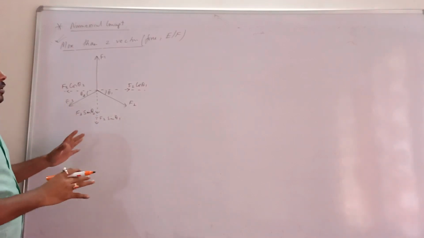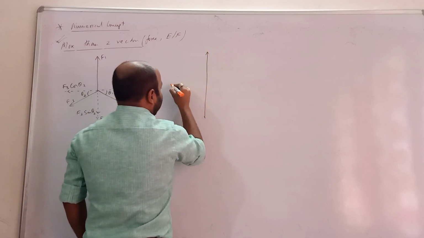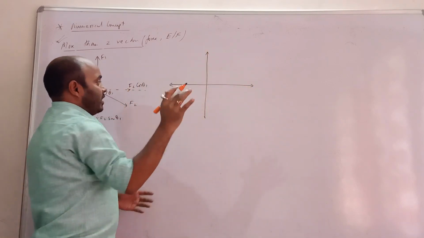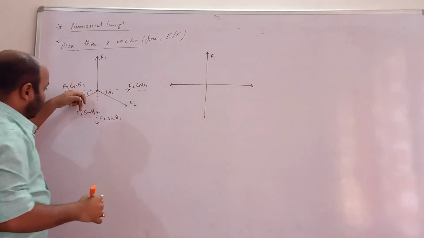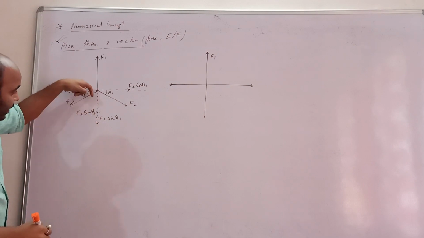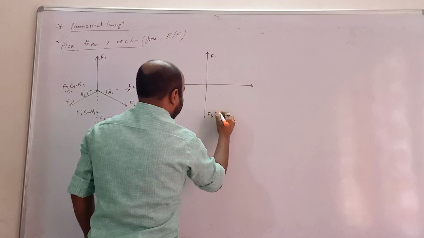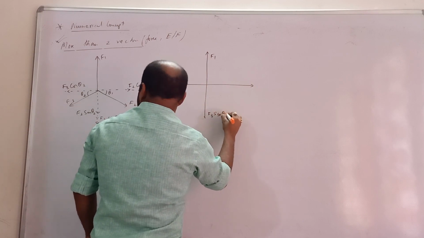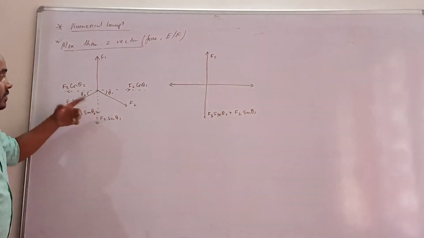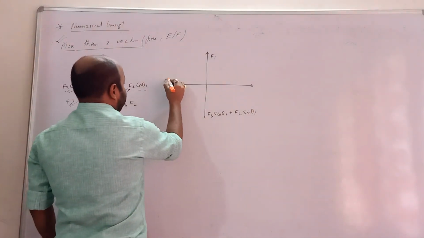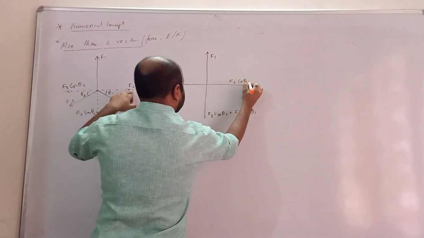Now after resolving, you have to observe only the y-axis and x-axis. Don't observe anything else. If you check the y-axis, at the top you have F1, and towards the downward we have two forces. They are in the same direction, so we can add them: F3 sin theta 2 plus F2 sin theta 1. Since they are in the same direction, we can add. Now along the x-axis, we have F3 cos theta 2 and F2 cos theta 1.